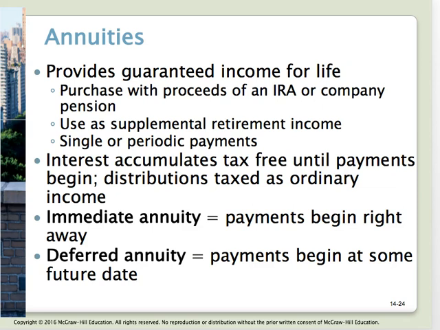And there are different types of annuities, an immediate or deferred. An immediate annuity is generally purchased by people of retirement age, and they want the payments to begin right away. A deferred annuity can be purchased with a lump sum known as a single premium deferred annuity, and payments can begin at some point in the future. They don't need to begin right away.